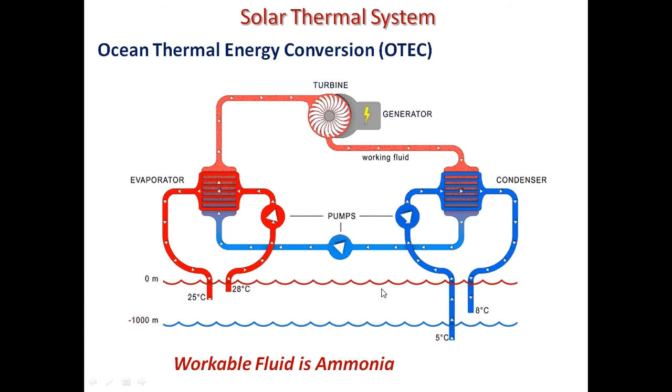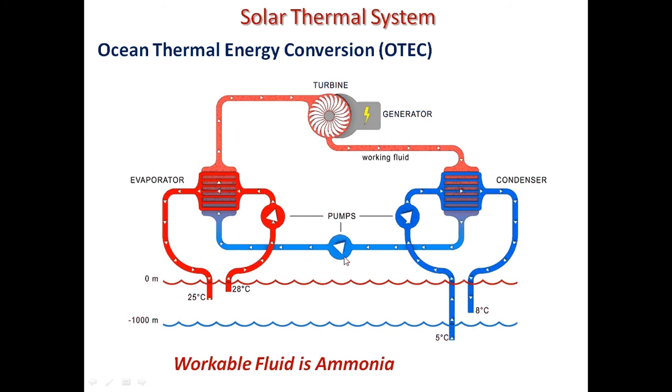Now how is it done? This works similar to what we have in our thermal power plant. There we have four things: a boiler, turbine, condenser, and compressor. Here we don't have a compressor; the compressor is not required. But yes, we do have an evaporator, which is the boiler, a turbine, which is running here, and a condenser. There the working fluid was water, but here the working fluid being used is ammonia.